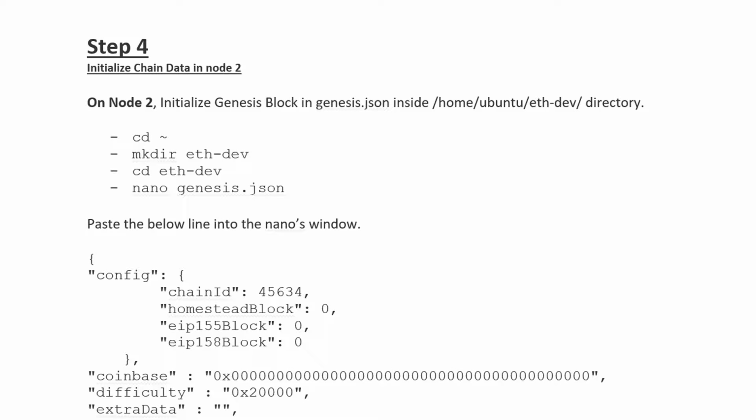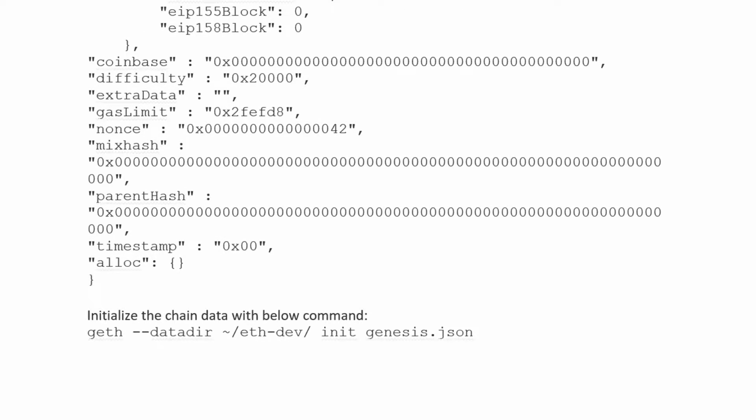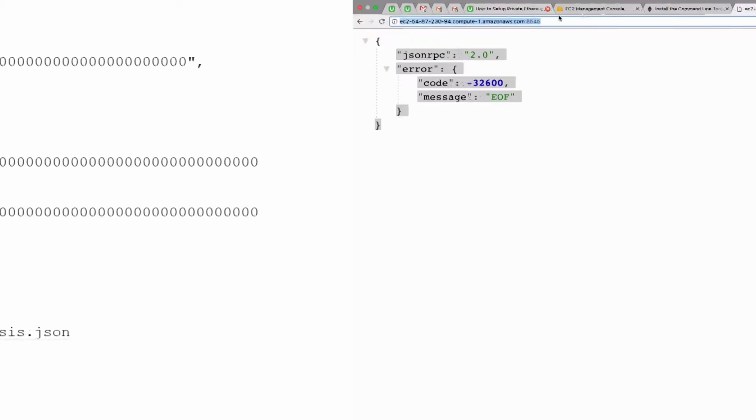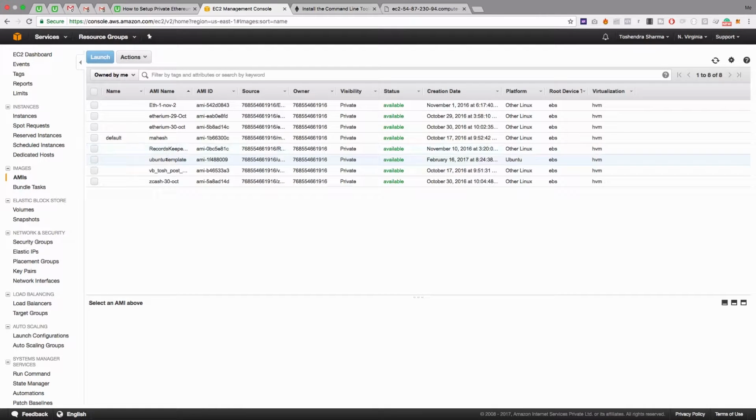In the previous lecture, we created a server, installed the Go ETH client, and initialized the chain data for Node 1. In this lecture, we are going to create a new server and then install the Go ETH client in the same way. But the command to launch the server for Node 2 is different than for Node 1, so let's begin with it. Open the AWS console, select AMI category, and then launch the same template used for Node 1.